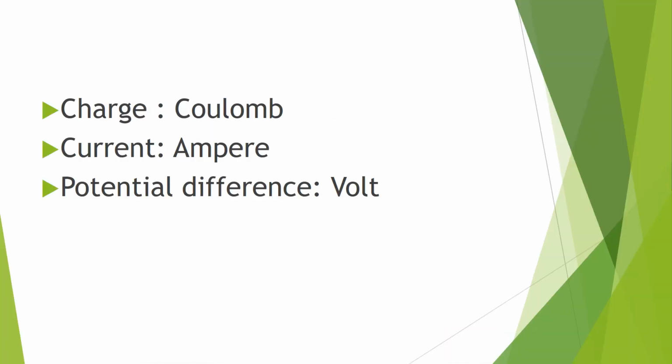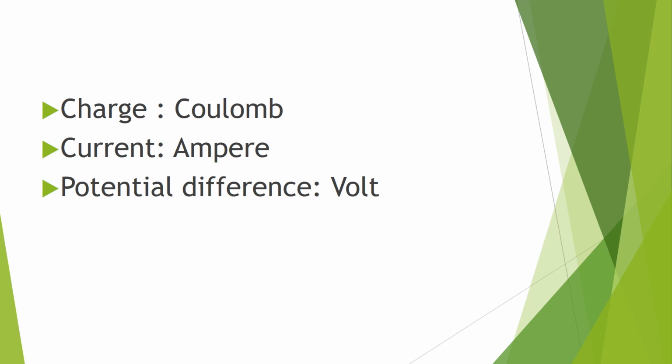As we've already seen, when electrons move from a higher potential to a lower potential, that is when electricity is generated. The electrons which are moving generate charge. This charge has a unit of coulomb. When charge moves from one place to another, we have current generated. The unit of current is ampere. And the current will only flow when there is potential difference. The unit of potential difference is volt.